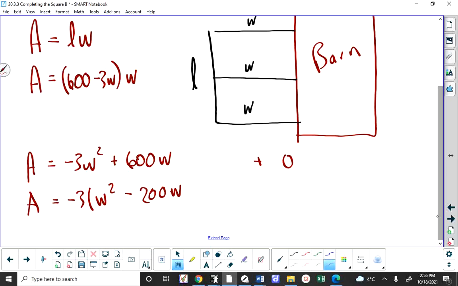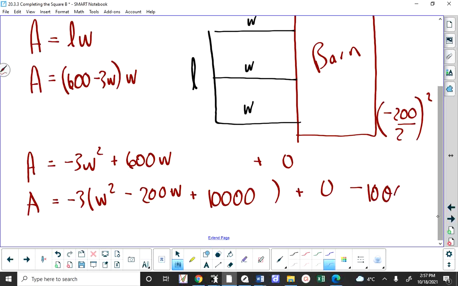We're ready to load in our mystery number. We take half of the negative 200 and then square it. Which gives me, just confirm for me, it gives me 10,000. Thank you. So would you be okay if then I said minus 10,000 here? You would?